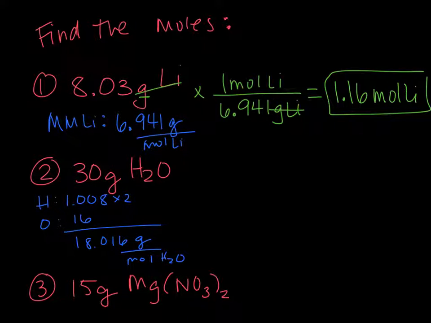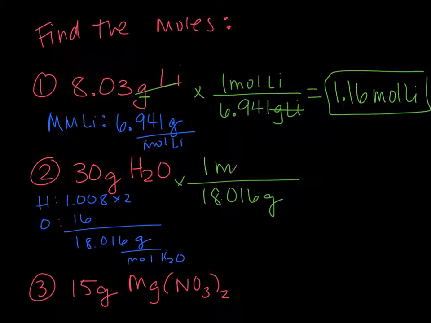So again, we're going to take 18.016 grams. The grams has to go on the bottom because we've got grams up here in the top. And that is going to be 1 mole of water. So we have what we want in the top, which means we're finished. And we're going to take 30 and divide by 18.016, and we get 1.7 moles of H2O.